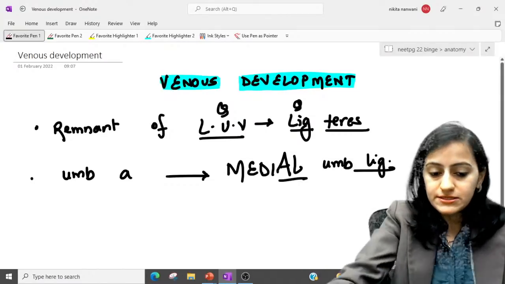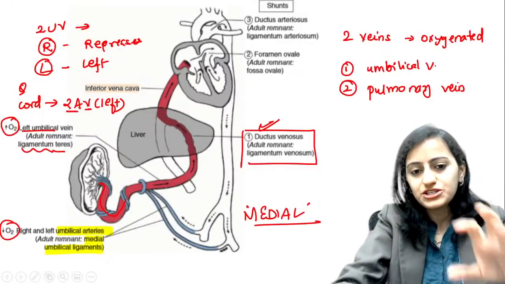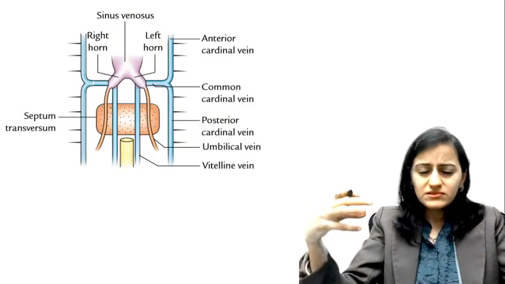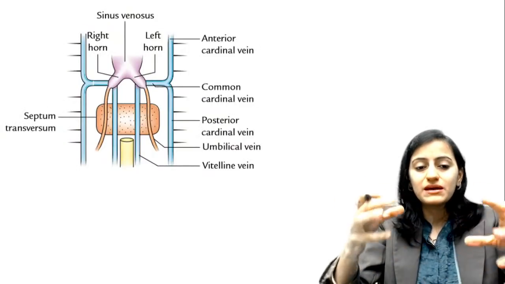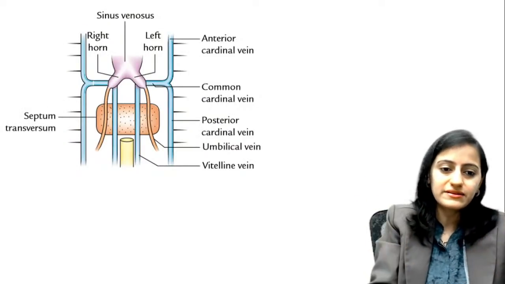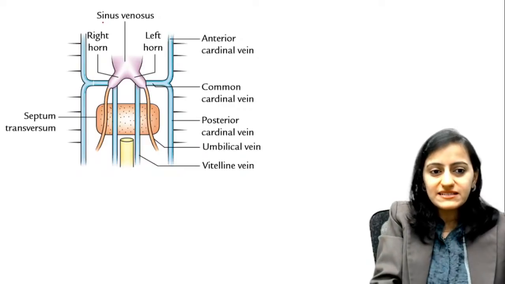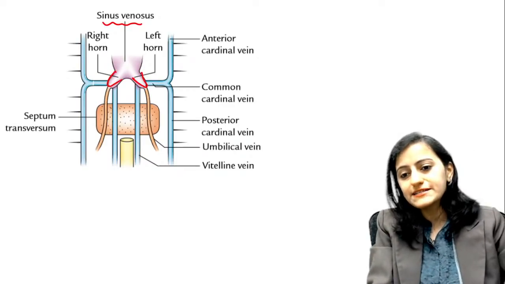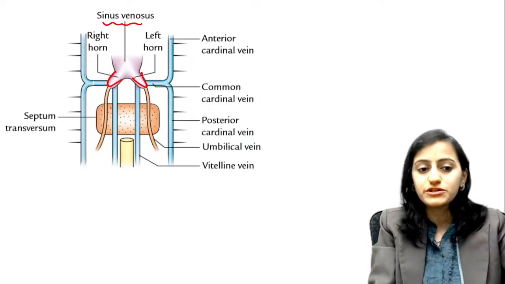Okay. So that was about the fetal circulation in a quick review. Now going to the major venous drainage. Okay, the major venous drainage into the heart that carries the blood. You have the sinus venosus, the right horn and the left horn.